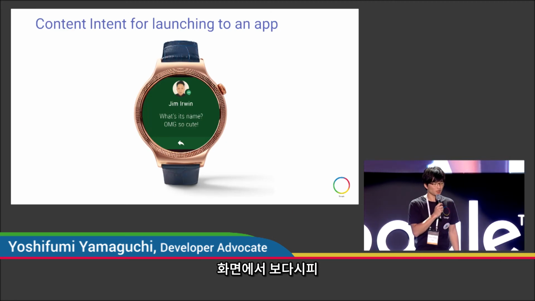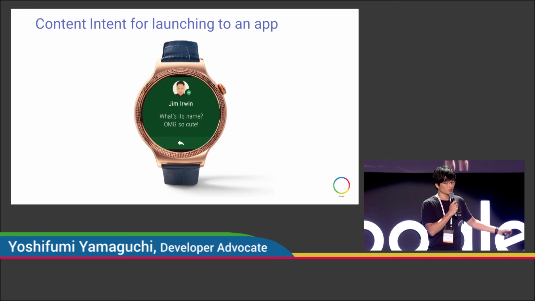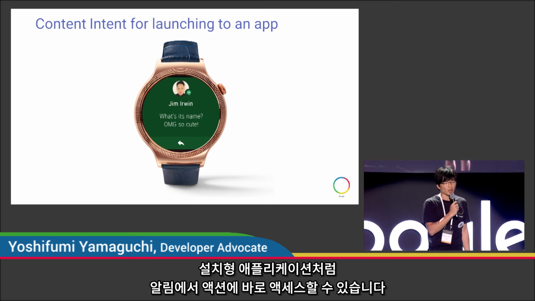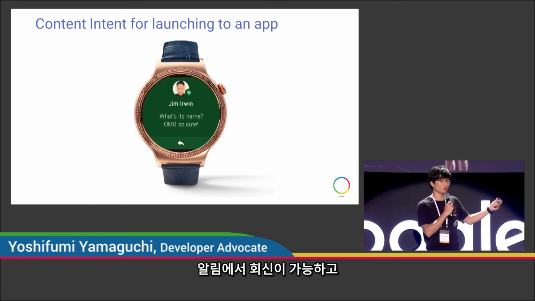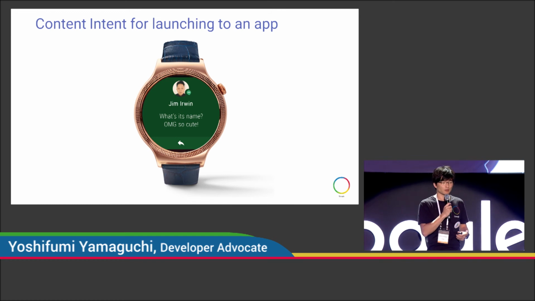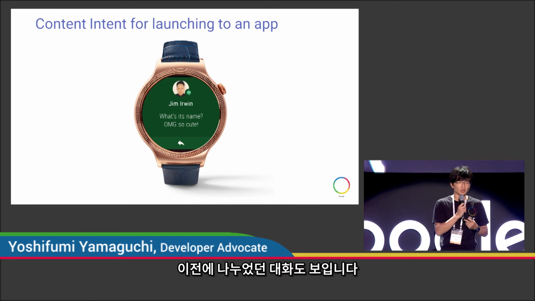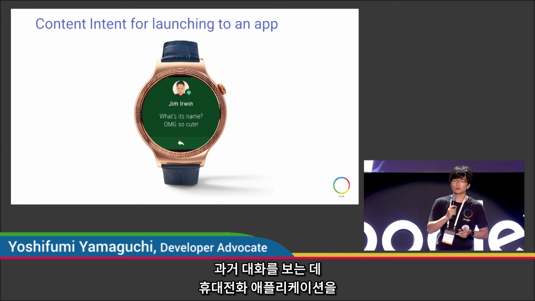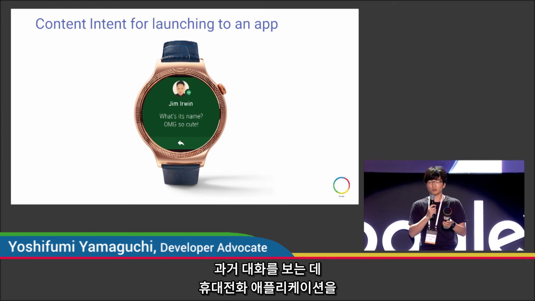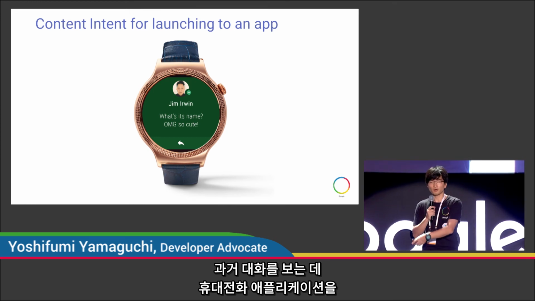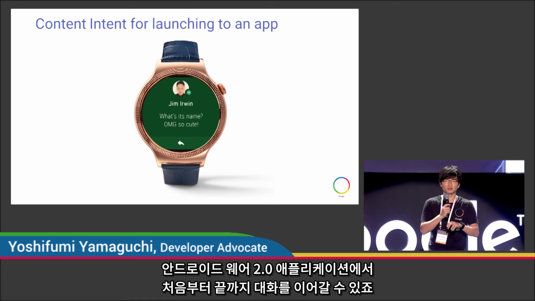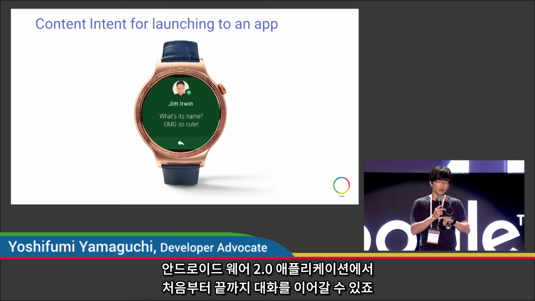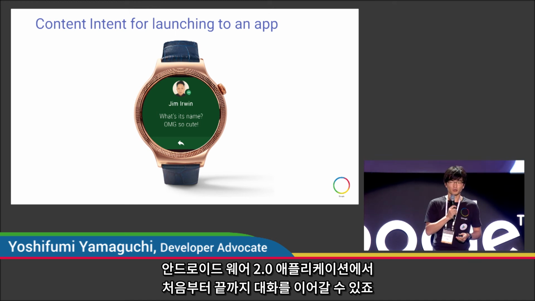So as you see, you can directly access the action in the notification like a native application. Then you can still reply from the notification. And then you still see the history of the conversation. So you do not have to check the phone application in order to check the history of the conversation. So you can finish the whole conversation on the Android Wear 2.0 application.